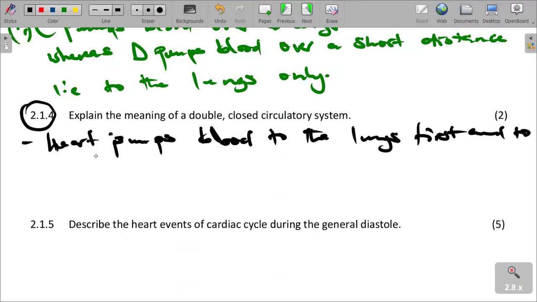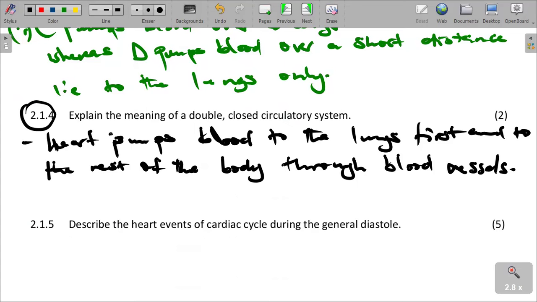So what we are saying is the heart pumps blood to the lungs first and to the rest of the body through blood vessels. So that is the meaning of double closed circulatory system. It is double, meaning to say double means what? Means twice. Where is the twice thing? We are saying twice coming from saying the heart pumps blood to the lungs and to the rest of the body through the what? Through the blood vessels.